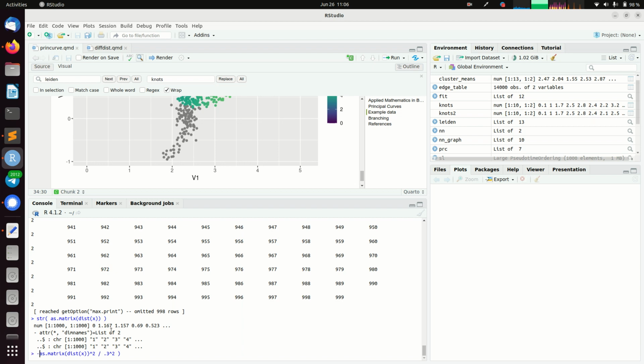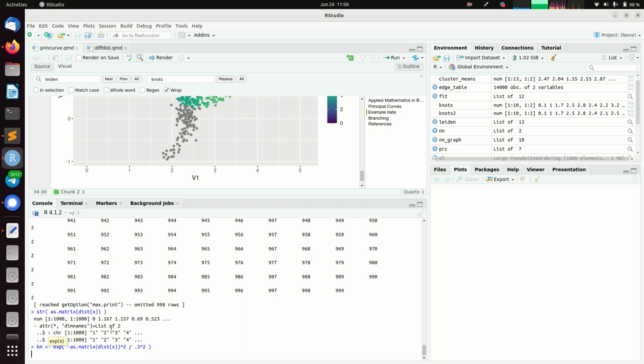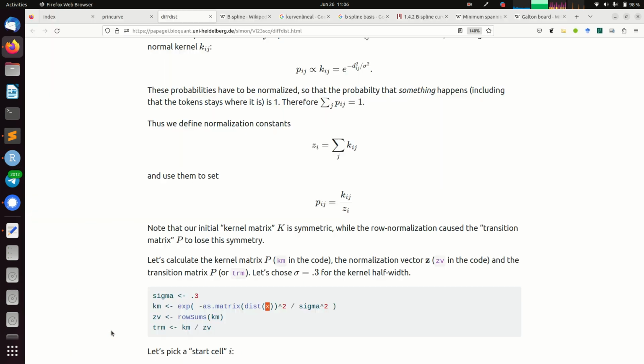Put a minus in front and exponentiate it. This is the Gaussian kernel. Call this the Gaussian kernel matrix, Km, for kernel matrix. In my text, I have a bit of inconsistency in that I use slightly different letters in the code and in the formula. In the formula, I call it K, and in the code, I call it Km for the matrix abbreviated by K.